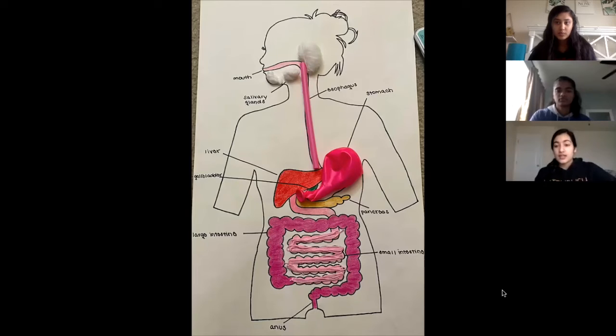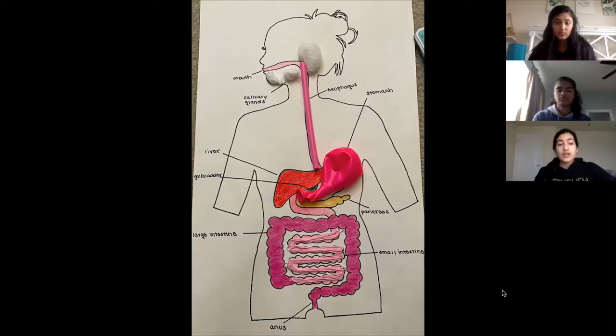The next accessory organ that is a part of the digestive system is the gallbladder, which is also represented by colored pencil. It is located on the right side of the abdomen, and it is a pear-shaped sac that lies near the lobes of the liver. The gallbladder stores the bile that is produced by the liver, and when food that contains fat enters the system, the gallbladder will release bile into the small intestine.